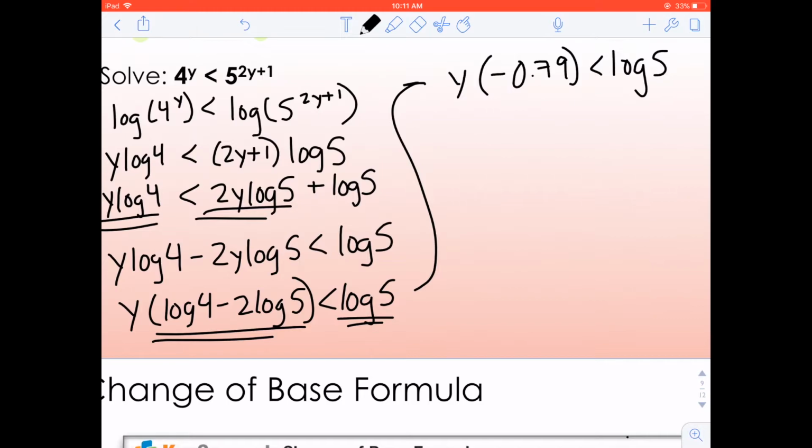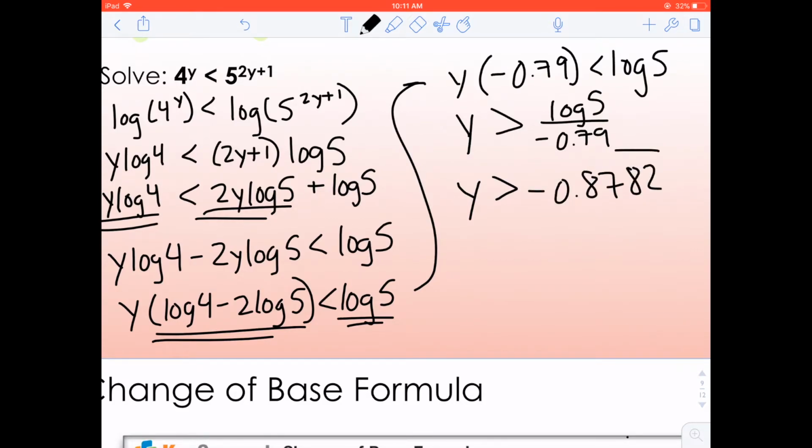So now we have to divide. We're dividing by a negative, so we flip our sign. We get log of 5 over negative 0.79. Plug that in our calculator. We get y is greater than about negative 0.8782. Okay, so that's how these logs can get tricky with the inequalities, because if we have a negative on one side like we did here and divide, we're going to have to flip that inequality sign. So it might be a better idea if you're dividing or multiplying to double check and make sure it's not negative.